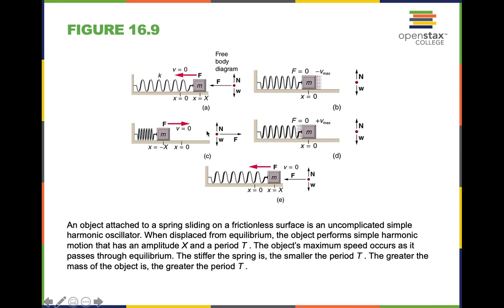Okay, so it's the same motion as the other figures we've seen. If it's compressed, it's going to try to shoot the other way. If it's stretched out like it is, it's going to try to pull it back. You can see the direction here, you can kind of see the mass coming back to its equilibrium position.